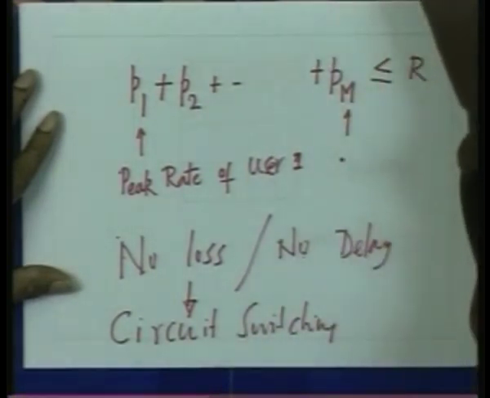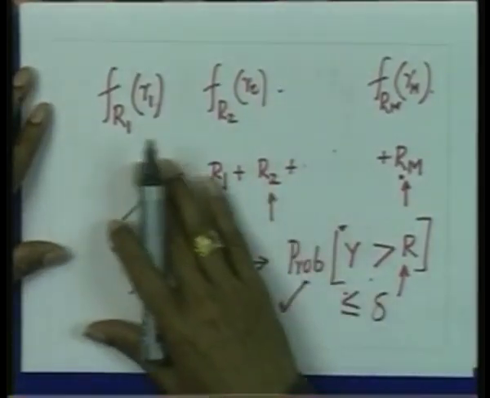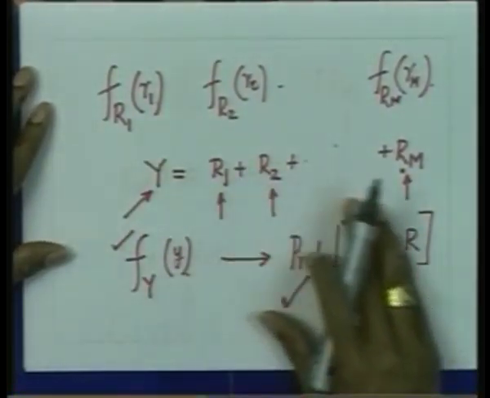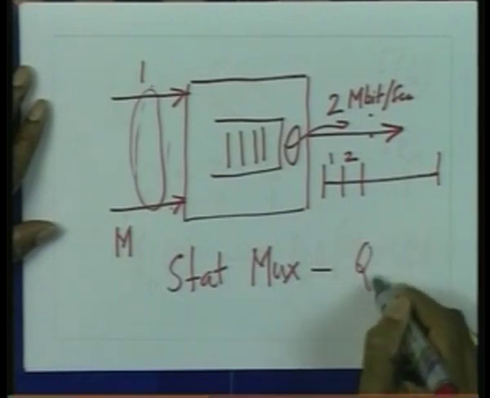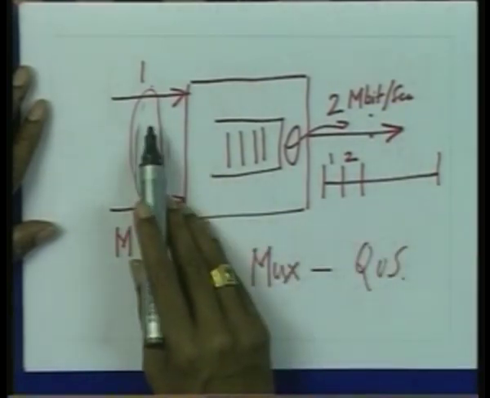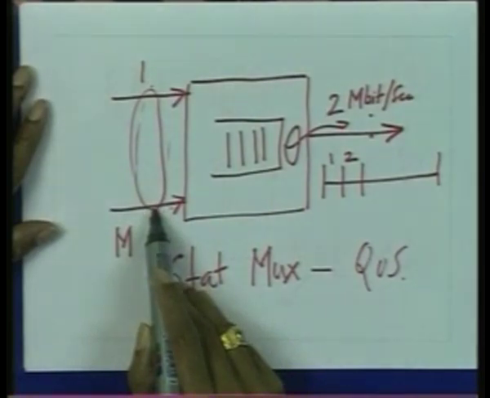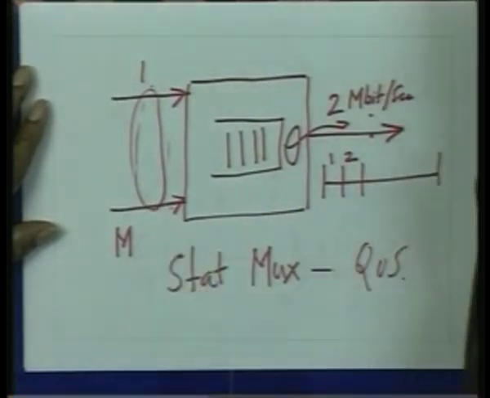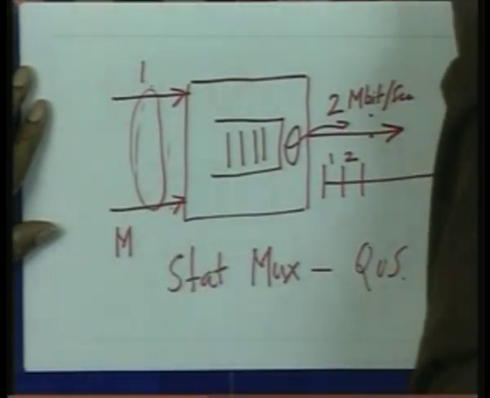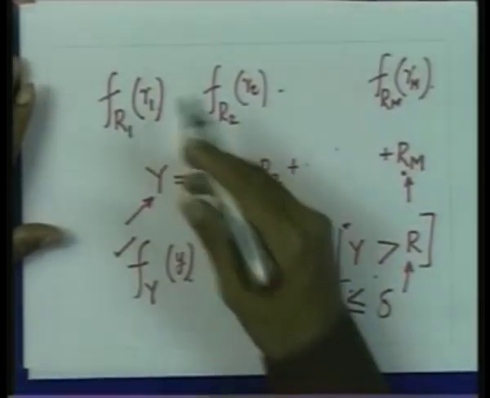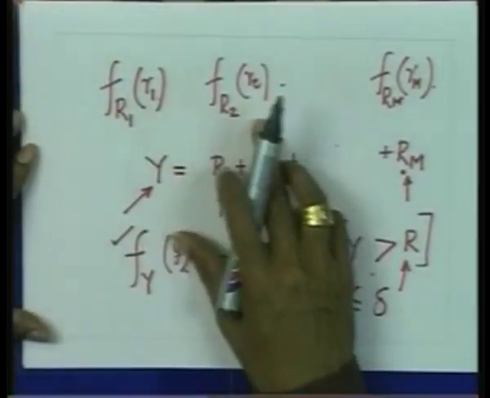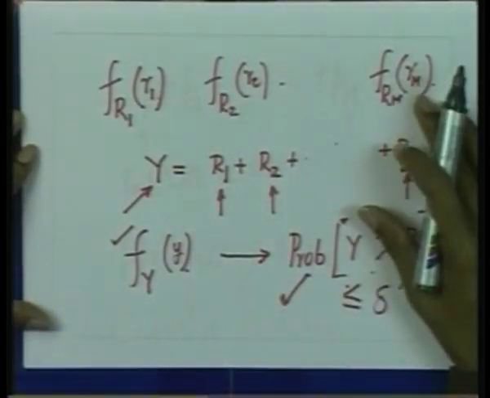On the other hand, this scheme allows you to have some kind of statistical multiplexing. So this is the case of statistical multiplexing where we can give you certain quality of service guarantees, provided the users can express their traffic characteristics by some kind of density functions, like fr1, fr2, if the users can express their density functions.